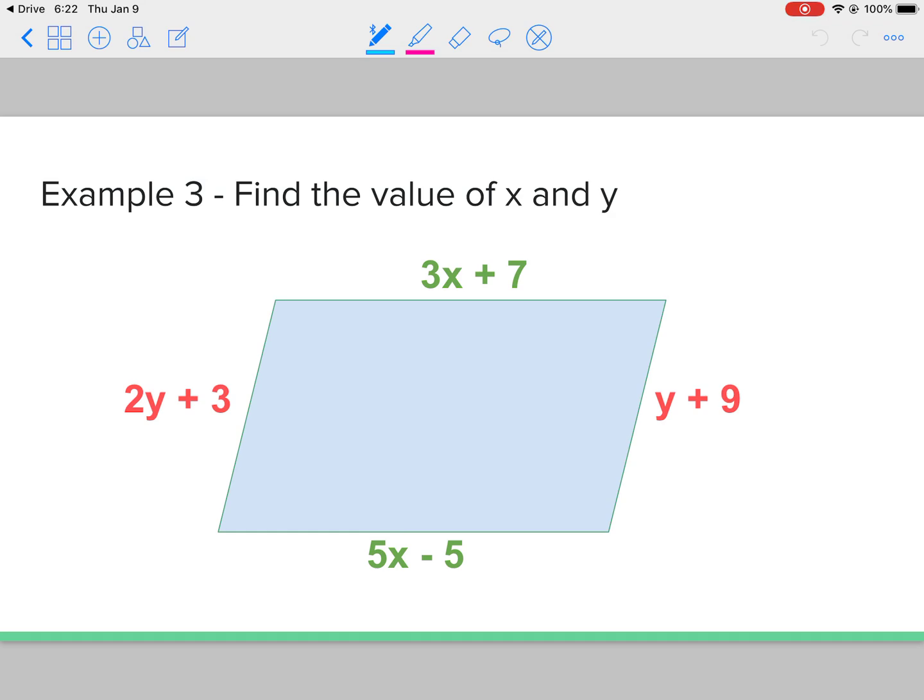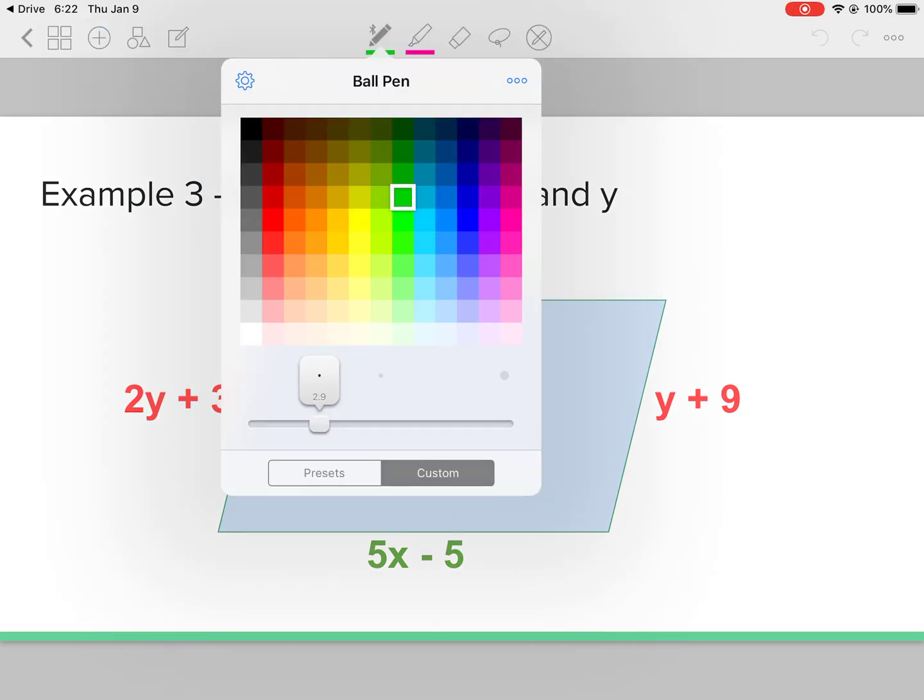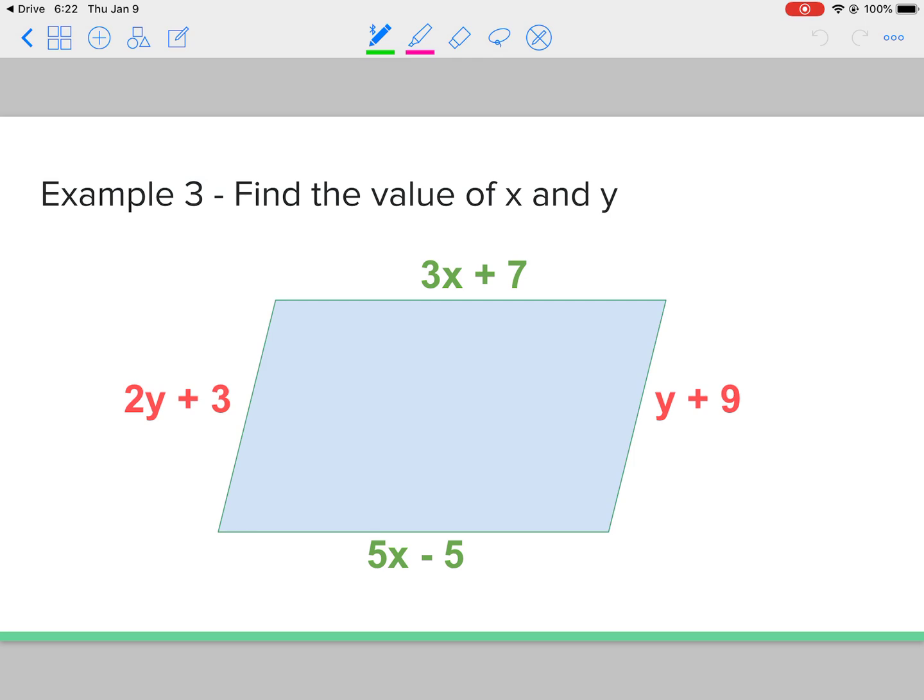All right, in example 3, we're going to find the value of x and y. So notice by the way that this is set up that our two sides that have x's in them are opposite of each other. So theorem 6.2 says that opposite sides are congruent. So using that, I know that these two sides are going to be the same measure. So to figure out the value of x, I'm going to set those two expressions equal to each other.